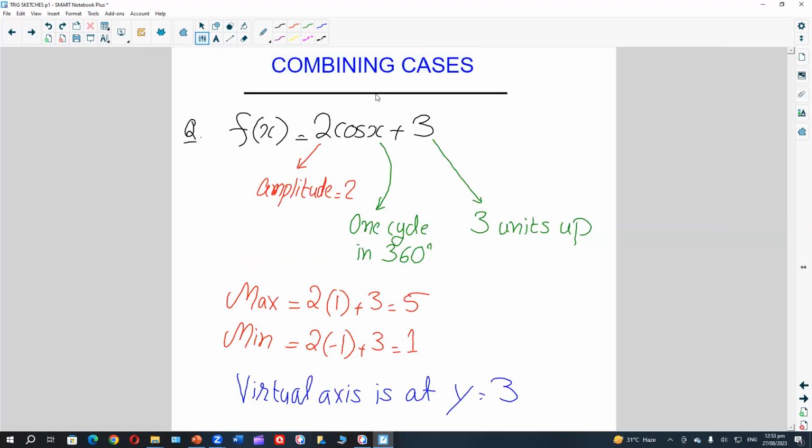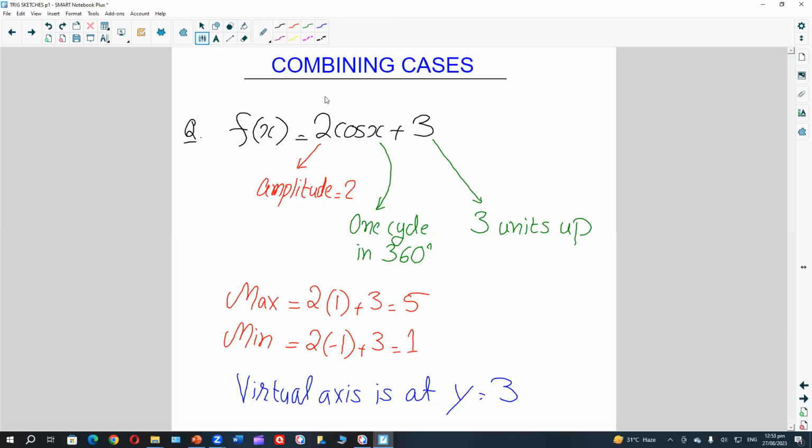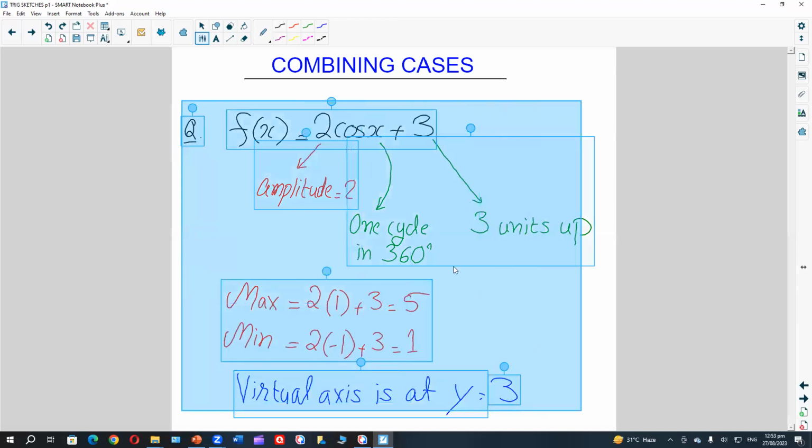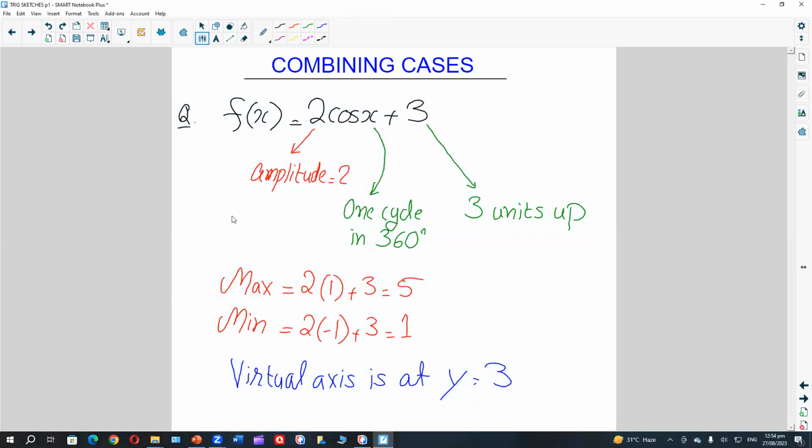Now give a heading, combining cases. This is the final thing to understand in sketches. When you know individually what sketches mean, then you can combine the sketches. Combining cases means the examiner can give multiple things together, like amplitude, the change in translation position, the frequency, number of cycles. Look at this question, 2 cos x plus 3. And I've shown the options here. Then you have to do the same procedure as the steps to remember. Now you have to copy this screen.